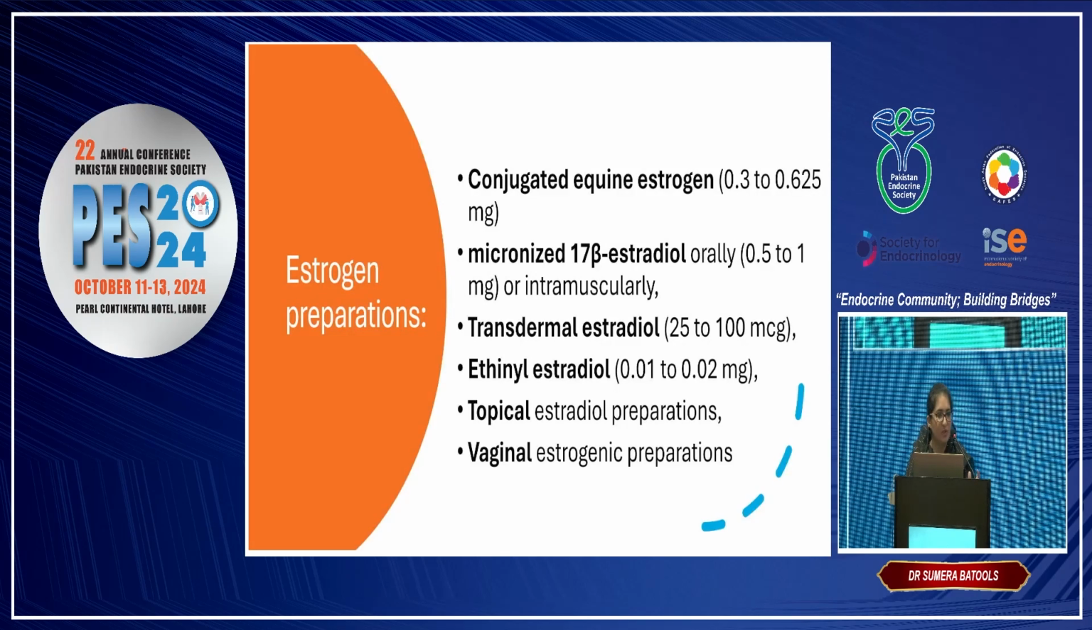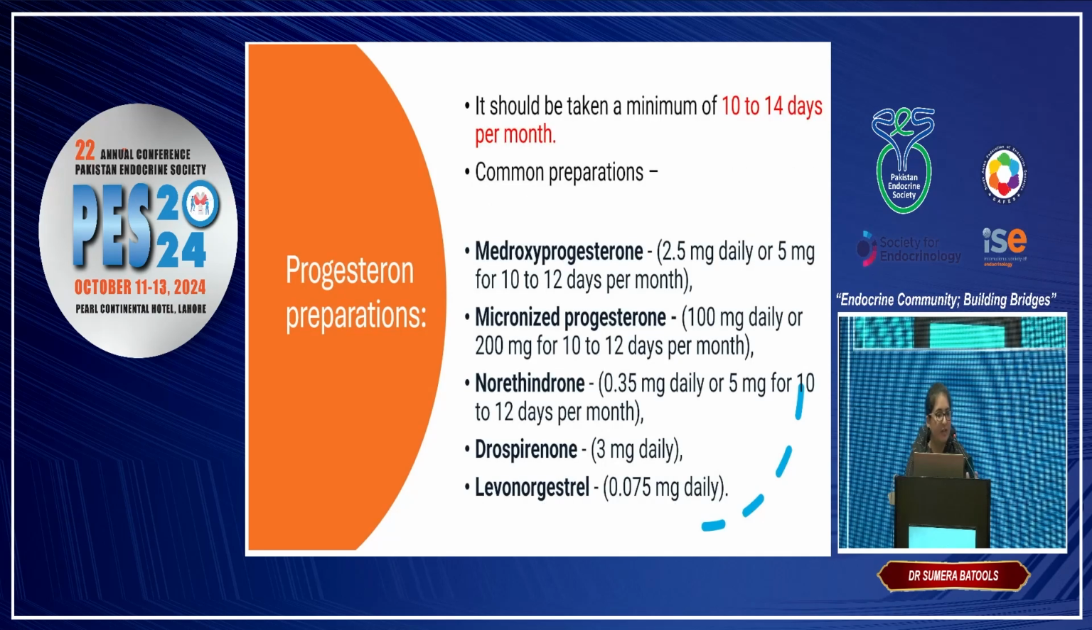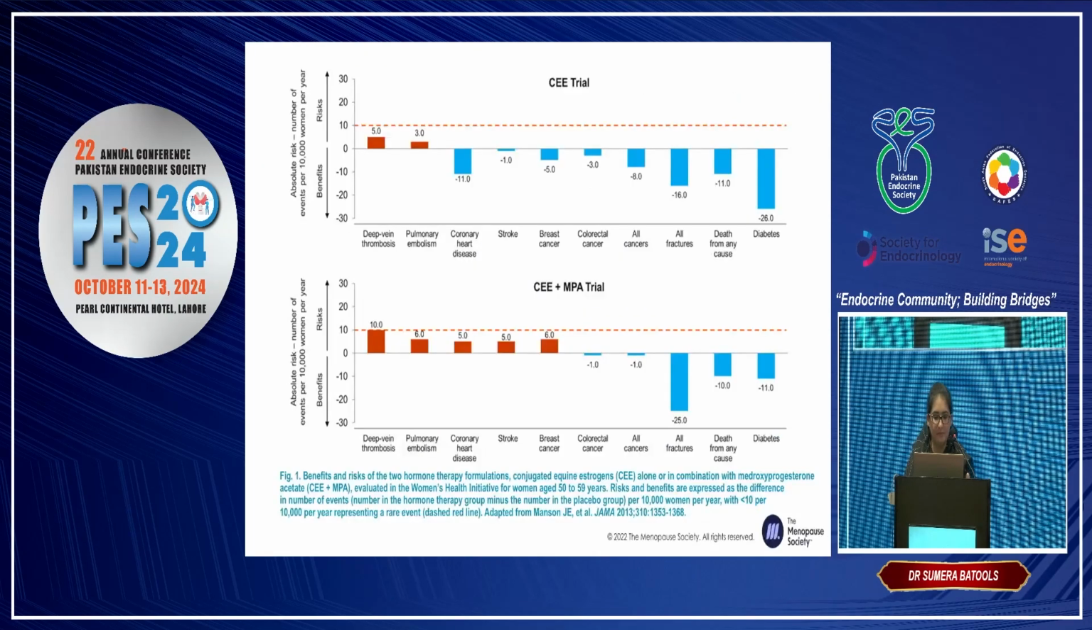Different estrogen preparations are available. We have oral estrogen like conjugated equine estrogen, 17-beta-estradiol, transdermal estrogen patches, and topical and vaginal preparations. Unfortunately, in Pakistan, we don't have the transdermal estradiol. Oral tablets are available, but sometimes even those are short. Different progesterone preparations are also there, medroxyprogesterone, norethindrone, and others.